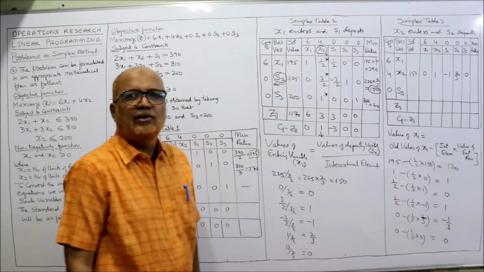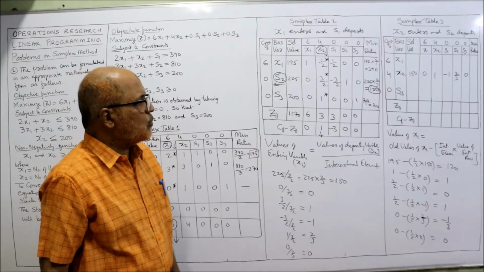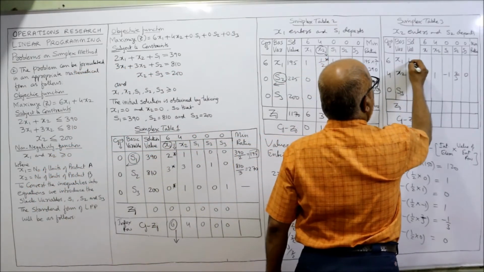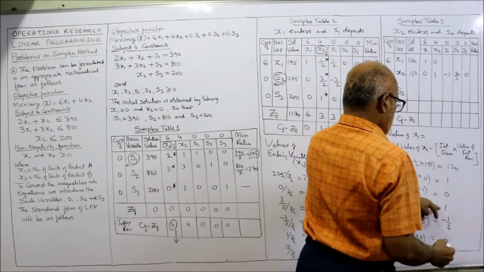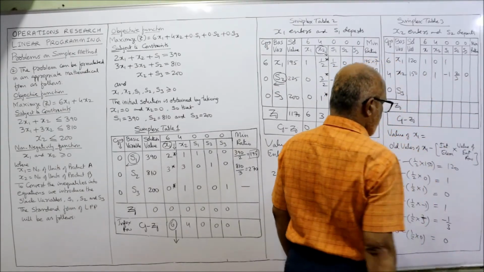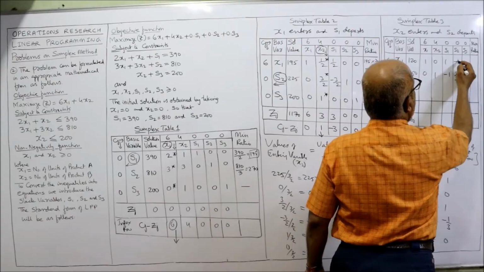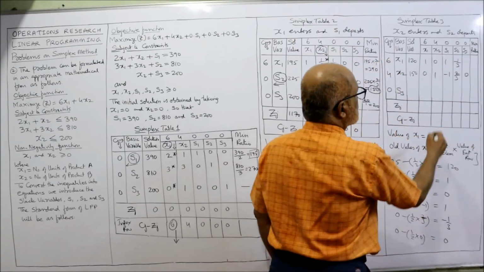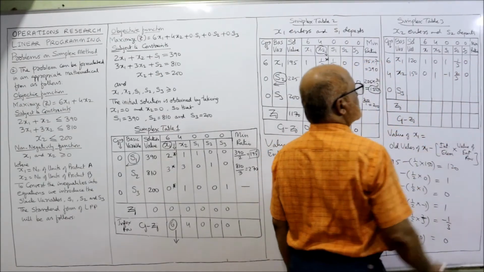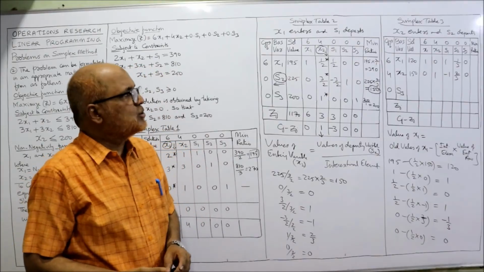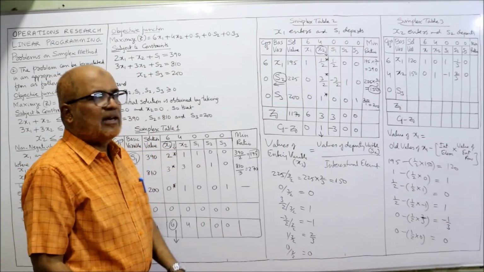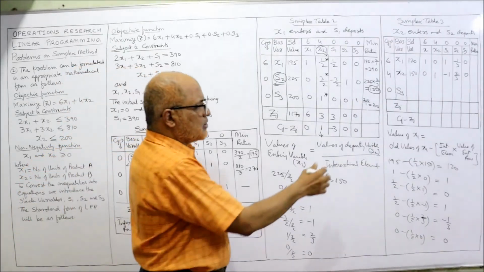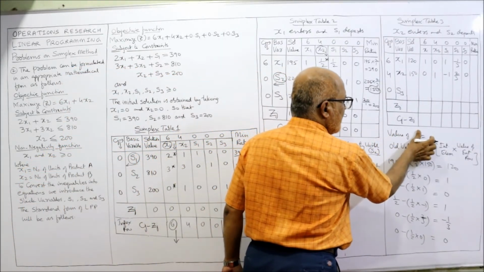That's it. We got the values of x1, that is 120, then 10, then 1, minus 1 by 3, last one is 0. That's it. So we got the values of x1. Now lastly we need the values of S3. The same procedure, values of S3.